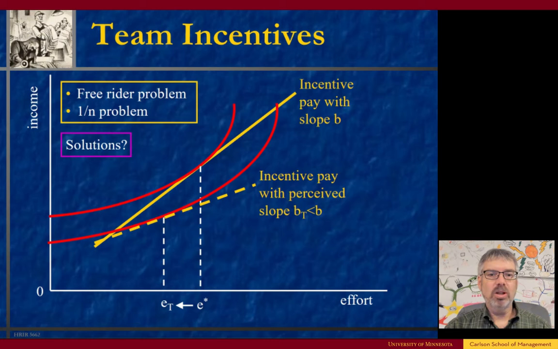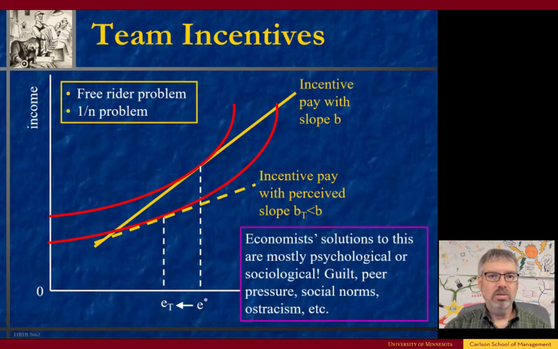Some of them might be more economic oriented in terms of penalties for not living up to effort or things like that. But really most of the solutions you would find in HR or even in the economics literature as well, right, aren't really economic solutions at all. They're more psychological and sociological, right?